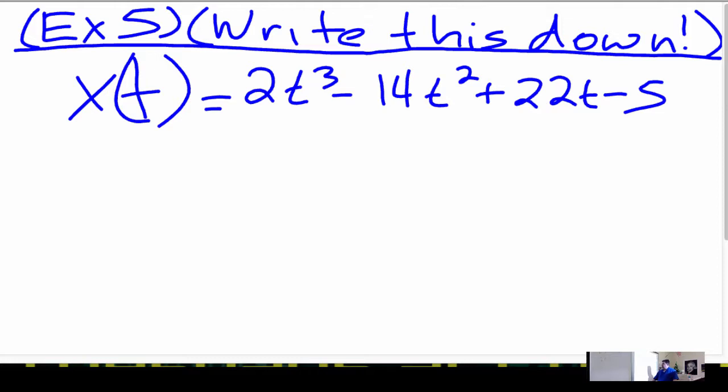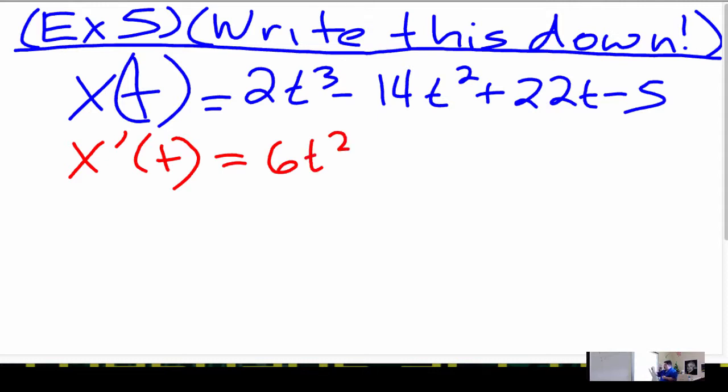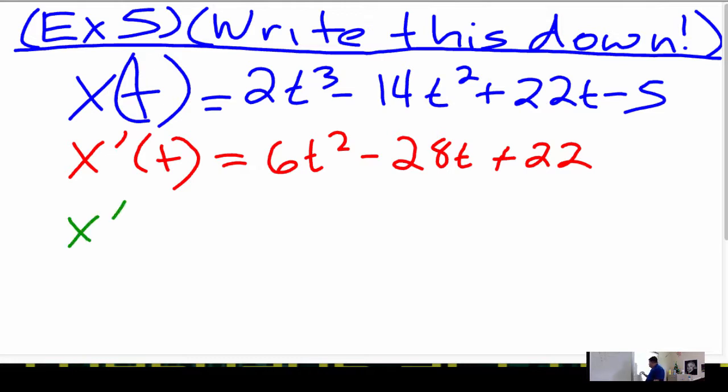Find prime and double prime. Yeah. So I'm going to do x prime, which is what? Can you guys help me with that? 6t squared. 6t squared minus 28t plus 22. Alright. And I suppose, let's do x double prime now.